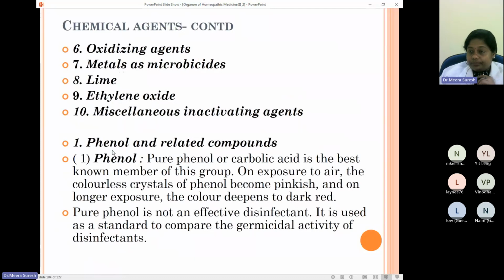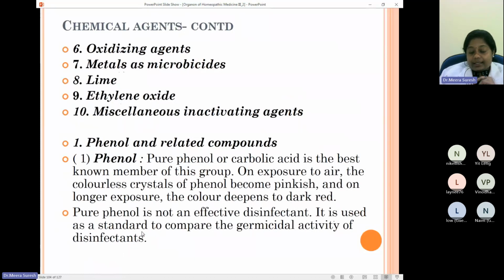So starting with phenol. So phenol, the pure phenol or carbolic acid is the best known member of this group. And this carbolic acid was used by our Lister, Joseph Lister, for disinfecting the wounds. He used this carbolic acid. On exposure to air, the colorless crystals of phenol become pinkish, and on longer exposure, it will become dark red. Pure phenol is not an effective disinfectant, but it has to be a little bit diluted.